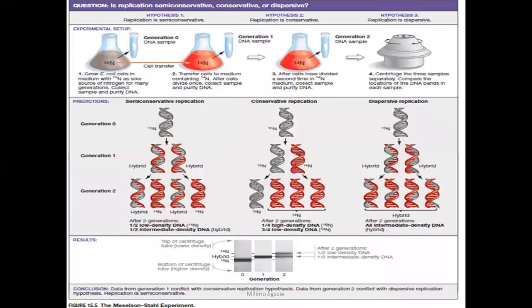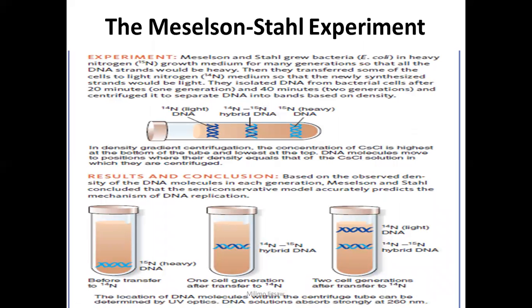So now, for the scientists to prove which hypothesis was correct, two scientists did an experiment, which is called the Meselson-Stahl experiment. These three models of replication that we've looked at were evaluated by Meselson and Franklin Stahl. To distinguish between these three alternative models of DNA replication, they labeled DNA and then followed the labeled DNA through rounds of replication.